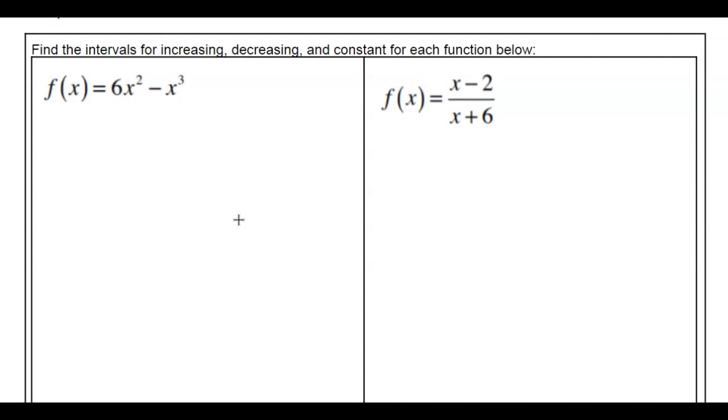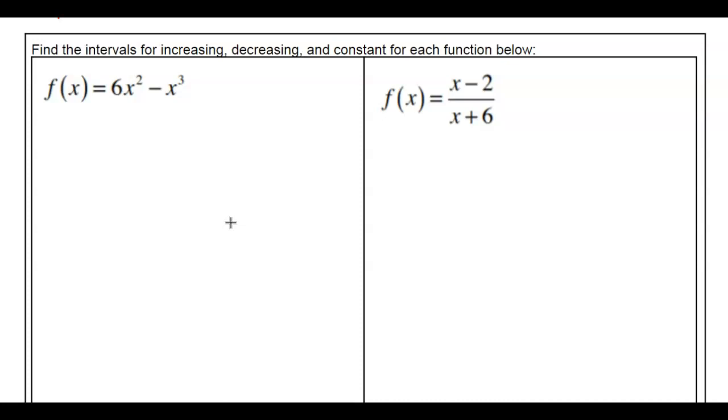All right, so number 1, find the intervals for increasing, decreasing, and constant. Now, I didn't formally write it out, but typically all calculus teachers and AP readers want to see your work organized in a specific way. So I'm going to show you how to organize this. And I didn't write this out as rules, but it is the rule.